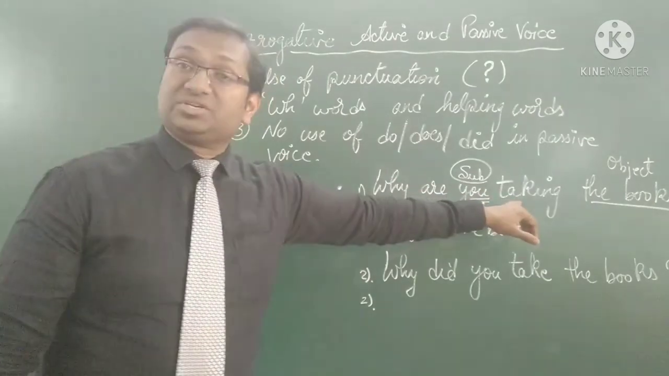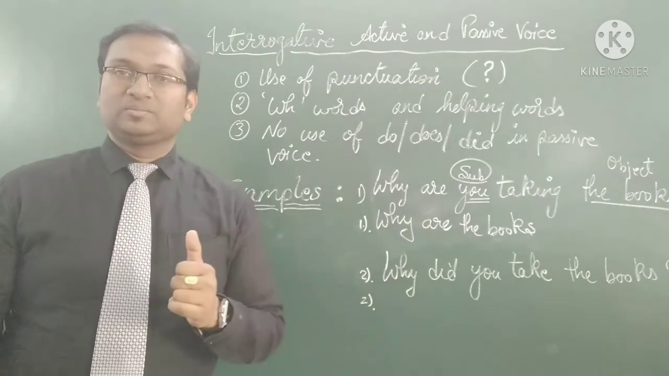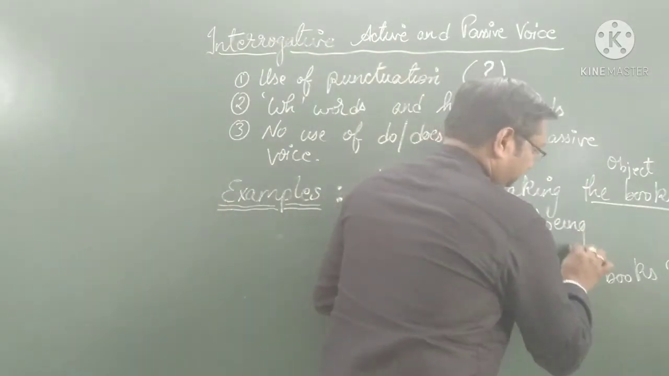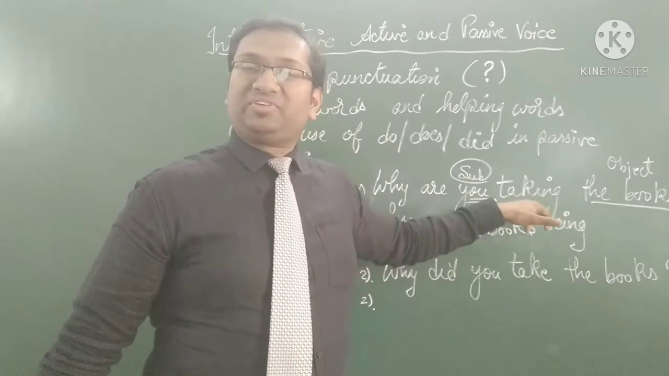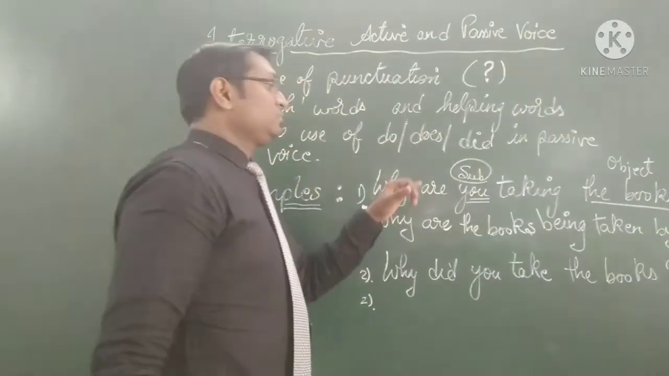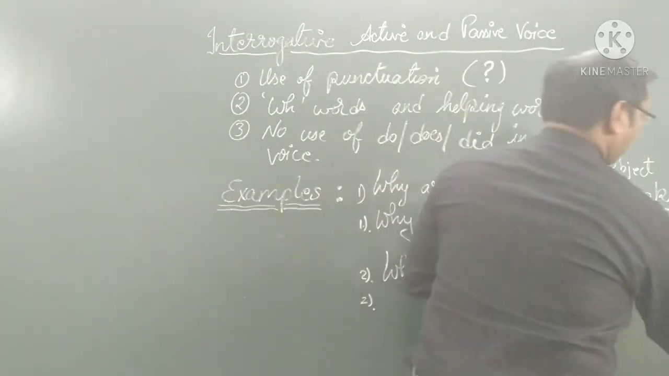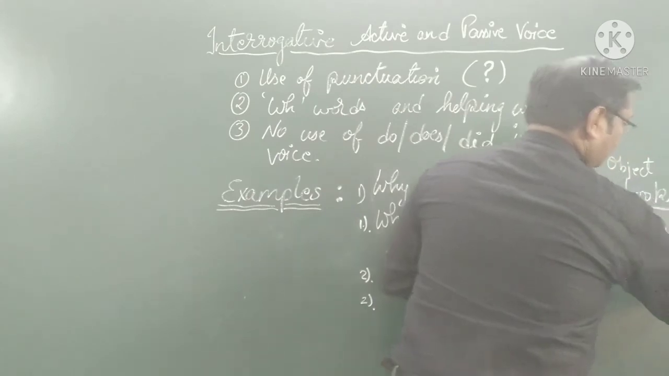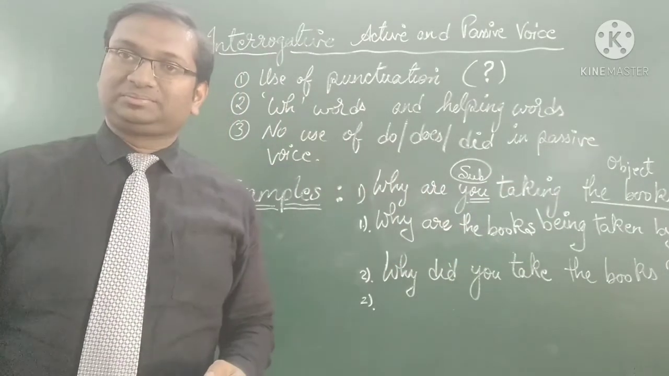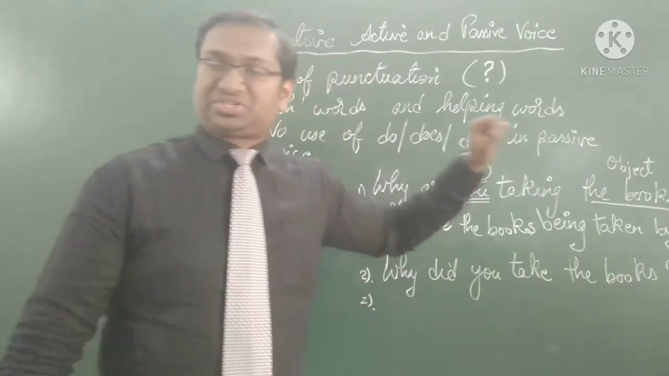Now this is continuous, so we have to write in the continuous form. Is, am, are plus being. So over here, why are the books being taken? Taking, the third form of taking will be taken, by you. So you will change into you only. Why are the books being taken by you? Got it?